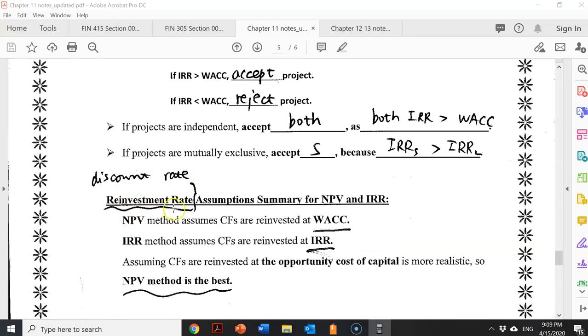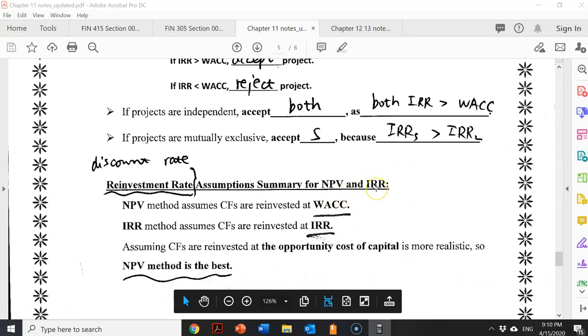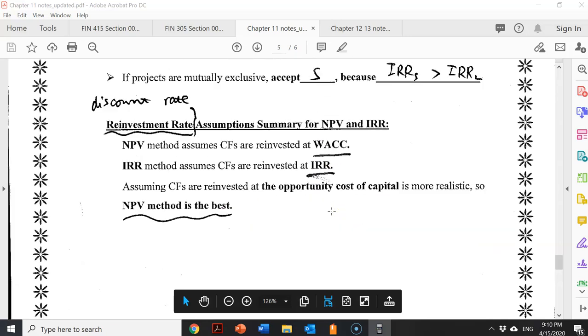Discount rate or reinvestment rate assumption summary for NPV and IRR. NPV assumes cash flows are reinvested at WACC. IRR assumes cash flows are reinvested at IRR. Assuming cash flows are reinvested at the opportunity cost of capital is more realistic, so NPV is the best. If we compare NPV and IRR, we think NPV is a better measure than IRR because the cost of capital we use, which is WACC, is more realistic.